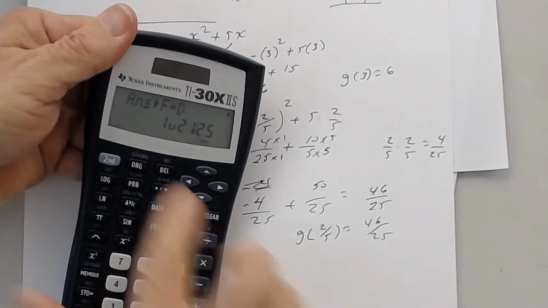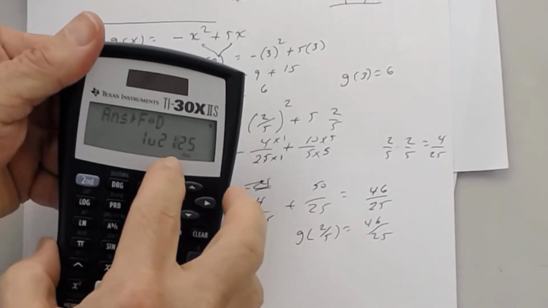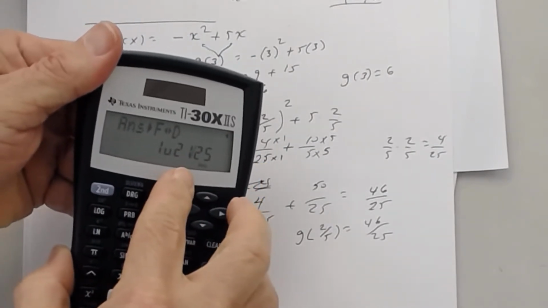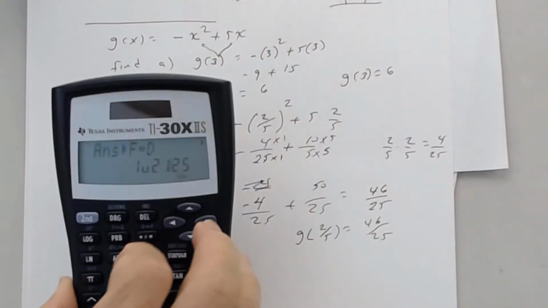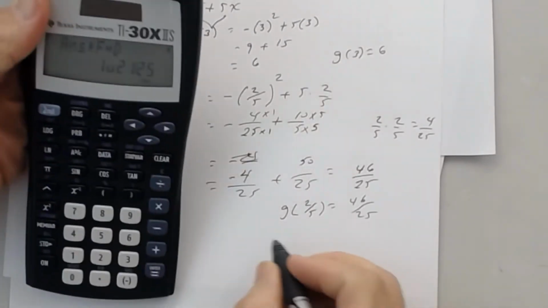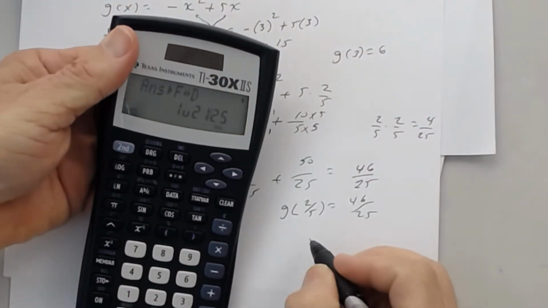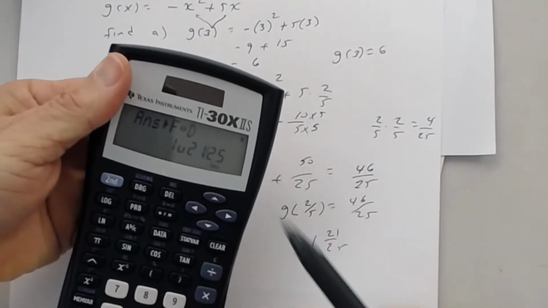Now, what this did was it converted that decimal to what kind of number? What kind of number is this? That would be a mixed number. A mixed number. What is that? So that's 1. So this is 1 and 21 over 25. That's what that says.